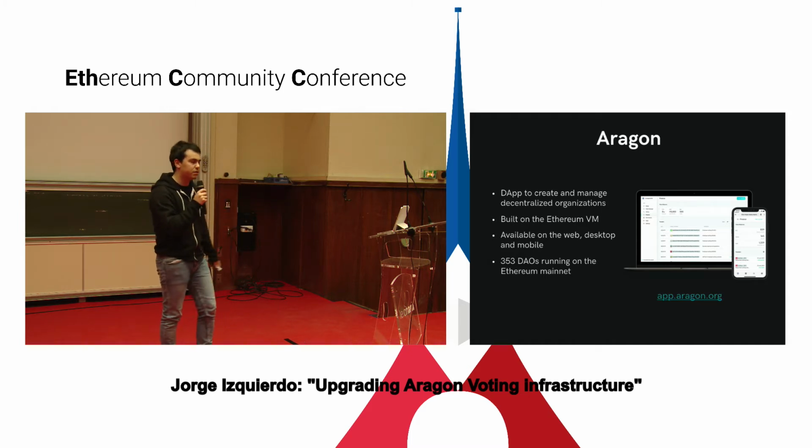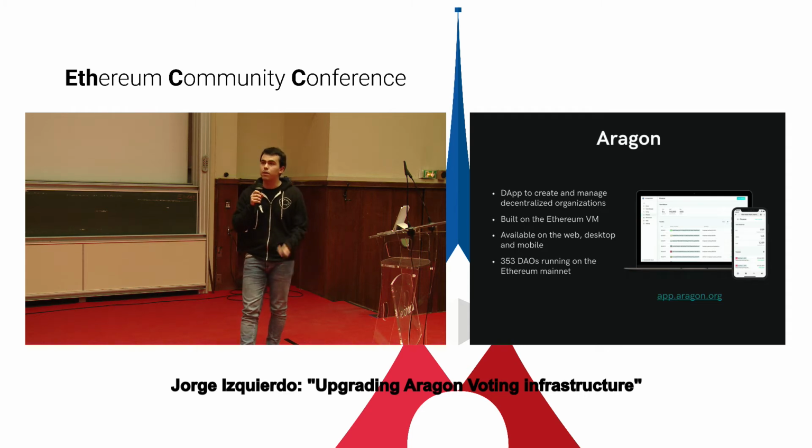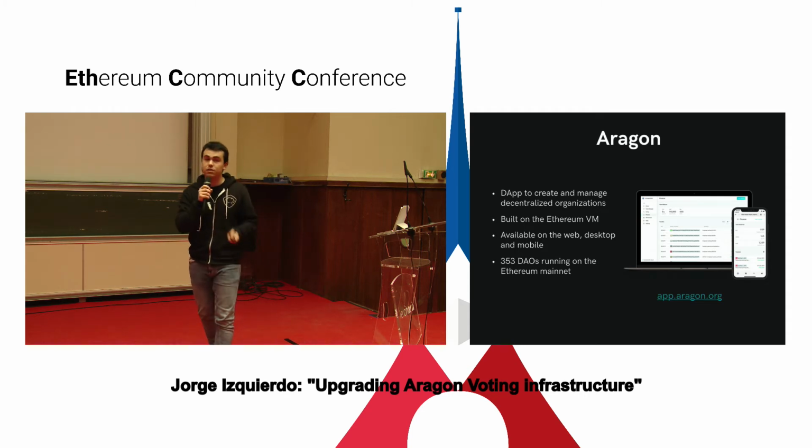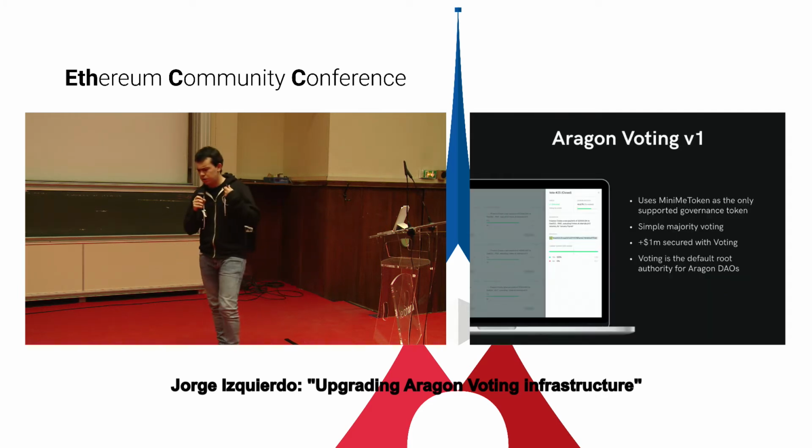Last year, we presented that this might be possible. Right now, there are 350 DAOs live, and it's available both on the web and on mobile. And if you want to get the pure decentralized application experience of Aragon, you can use it on the desktop as well. But what I want to talk about today is Aragon voting.